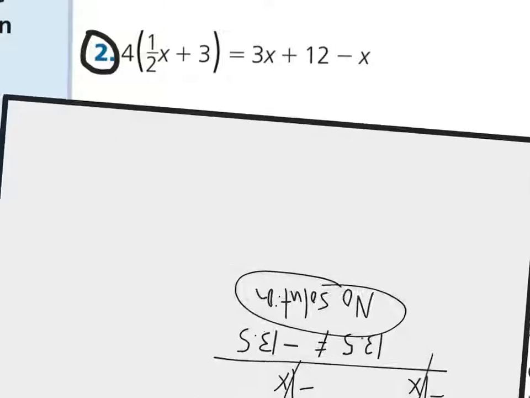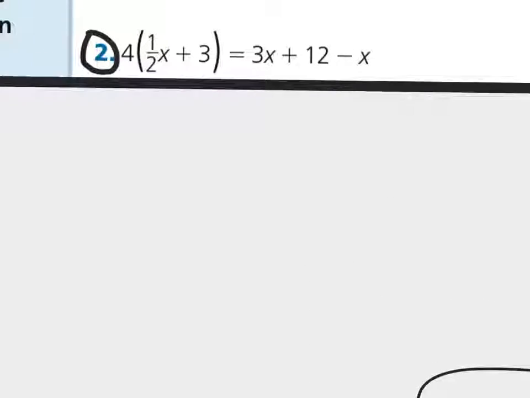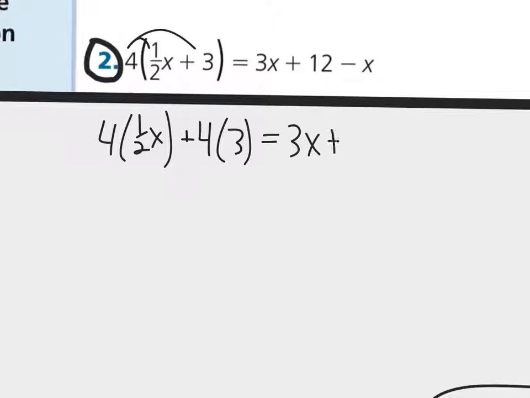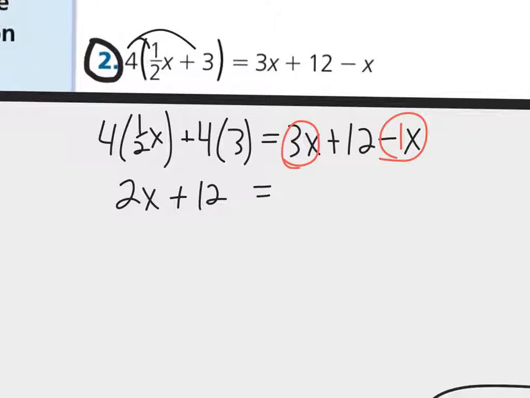Number 2, this one we do have distributing first. So half of 4 would be 2x plus 12. If you wanted to, on the other side, you can go ahead and combine your like terms together. If you want to add the opposite, you can. 3x plus negative 1x would be 2x.